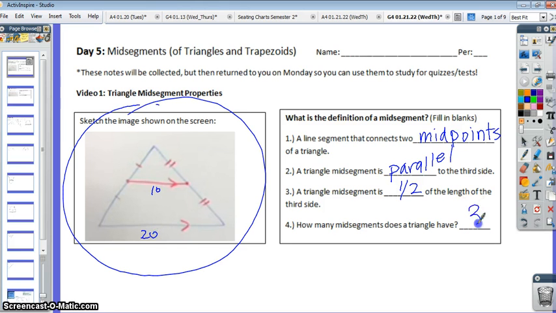A triangle has three midsegments. So we have this one here. We could also have this one here if we're looking at the triangle this way, or we could have this one here.